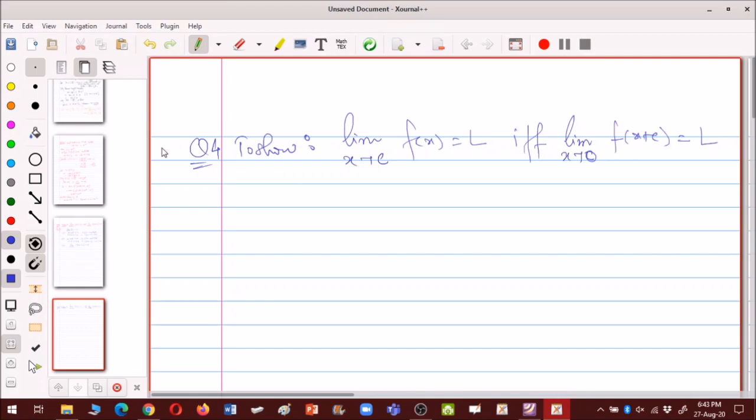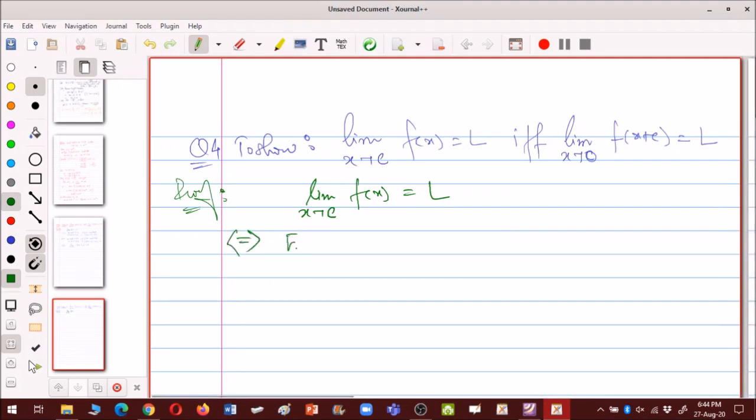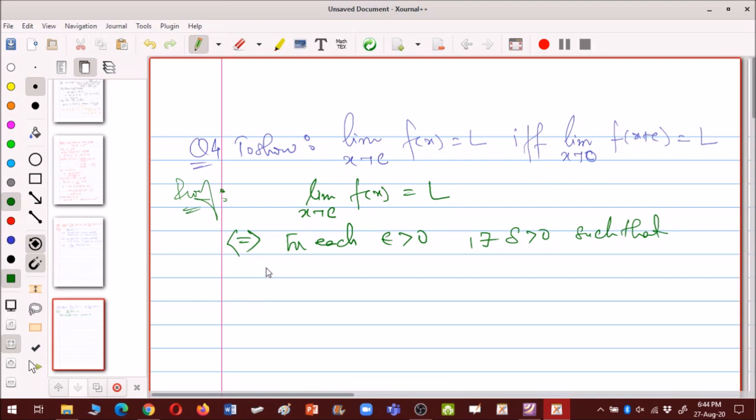So what we will do, we will start with the proof. So let us start the proof. Let limit x tends to c f(x) equal to L. So this is equivalent to, by definition of limit, for each epsilon greater than 0 there exists delta greater than 0 such that 0 less than |x minus c| less than delta implies |f(x) minus L| less than epsilon. So this is what the definition of limit says.